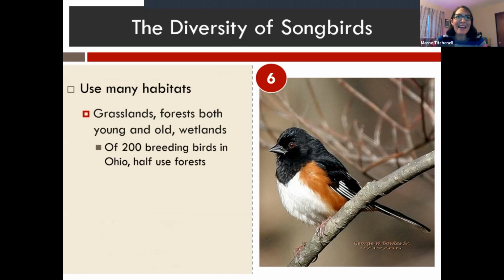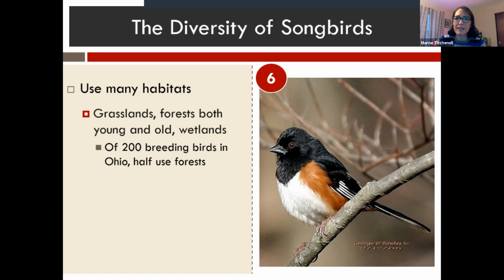Now, as far as habitat use, let's talk a little bit about how these songbirds use habitats. They use a variety of different habitats, from grasslands to both old and young forests, and of course our wetlands as well. Now, of the 200 breeding birds that we have in Ohio, and again, I'm sorry, I'm an Ohio person, I should have looked to see how many breeding birds you have in Michigan, my apologies, half use forests, and I'm sure that's not far off from you all in Michigan. I'm sure a good number of your breeding birds use forests.